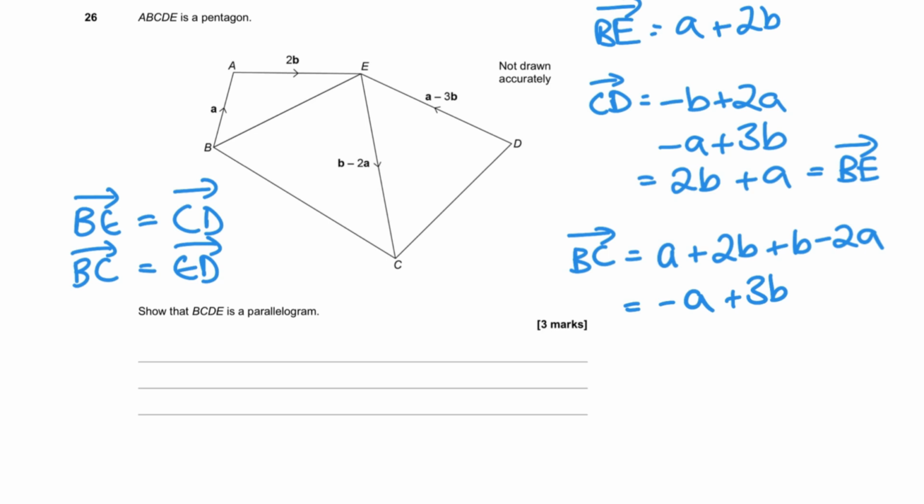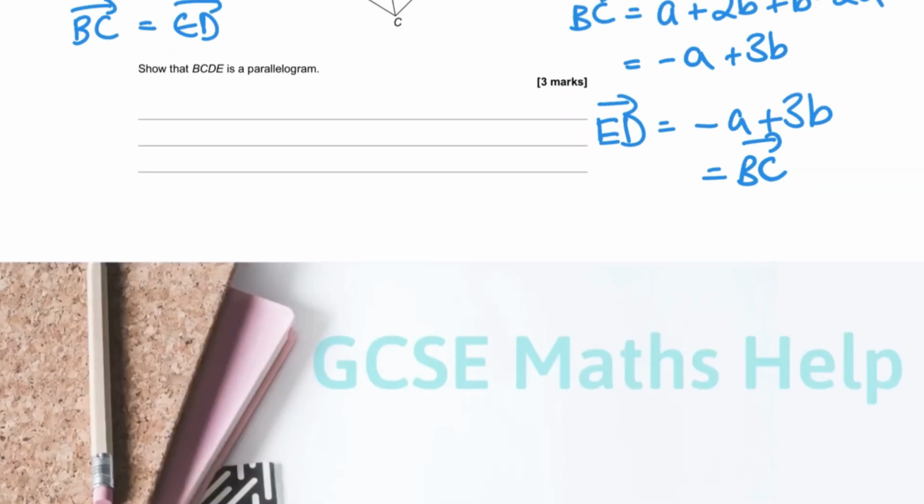So for this shape to be a parallelogram, we need that vector to be equal to the vector of ED. So we've been given the vector from D to E, so we're travelling the wrong way down the line. So it's going to be minus A plus 3B, which is equal to the vector of BC. So because these two sets of lines are equal to each other, we've proved that this must be a parallelogram.